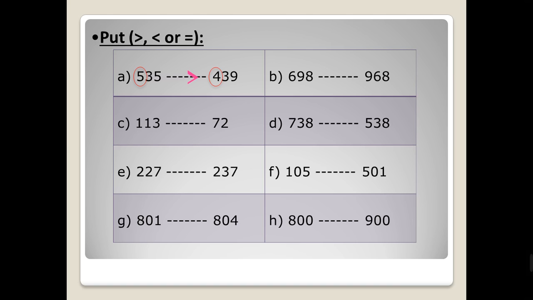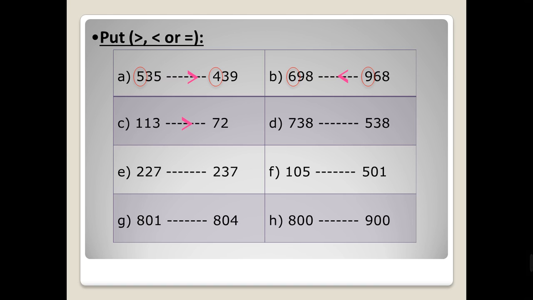Letter B, we have 698 and 968. Look at the number in the hundreds place, 6 and 9. Which is the greatest number? Yes, excellent, 9. 968 is greater than 698. Letter C, we have 113 and 72. It's very easy. Can you tell me which is the greatest number? Yes, excellent, 113. Because 113 has 3 digits, but 72 has 2 digits. Excellent.